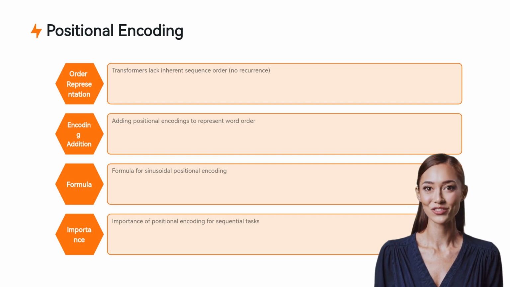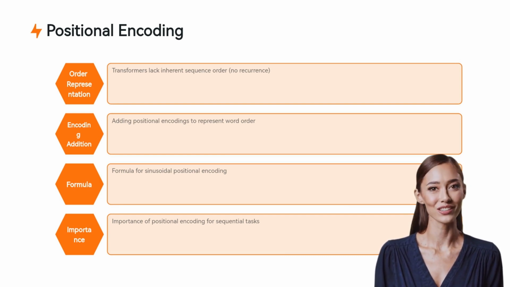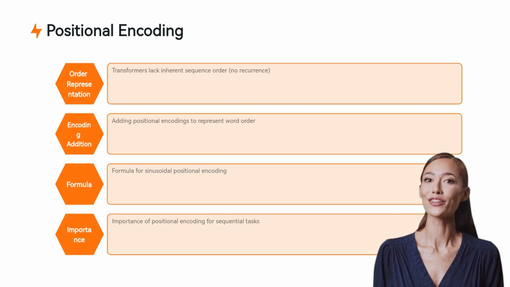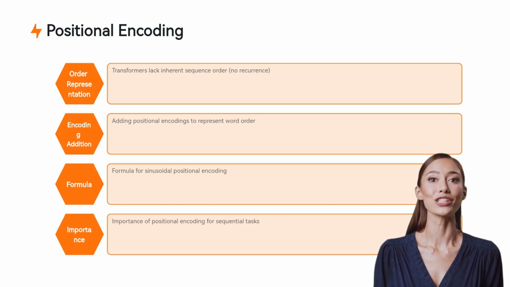Since transformers process all input tokens simultaneously, they do not have the ability to inherently capture the sequence's structure. To address this, positional encodings are added to the input embeddings to inject information about the position of each word in the sequence. The most commonly used positional encoding method is sinusoidal encoding, which uses sine and cosine functions of different frequencies.